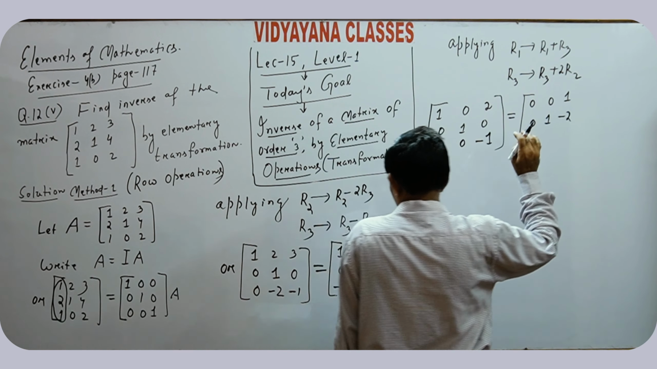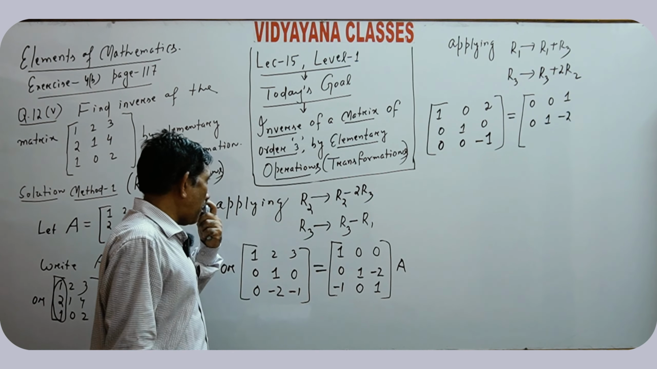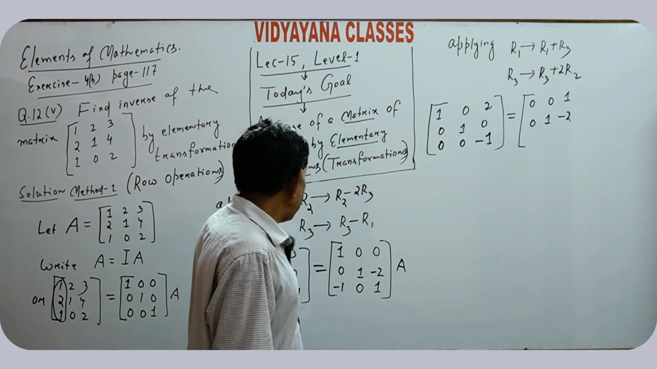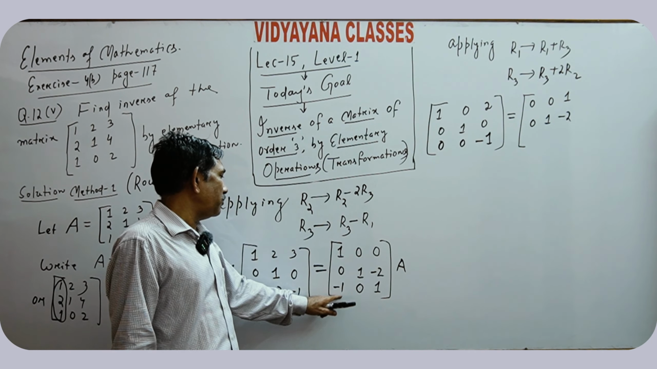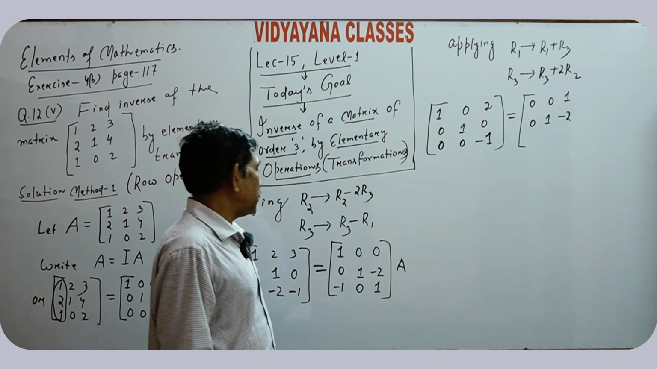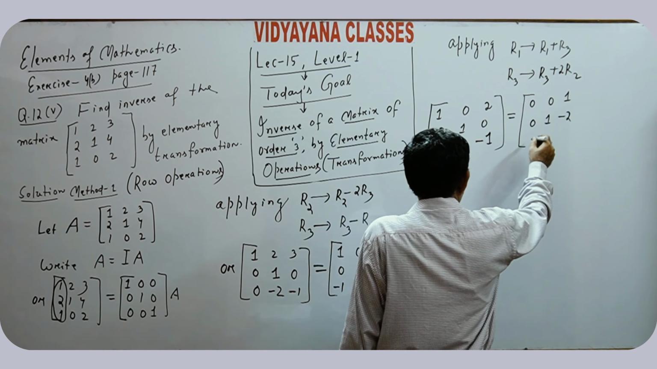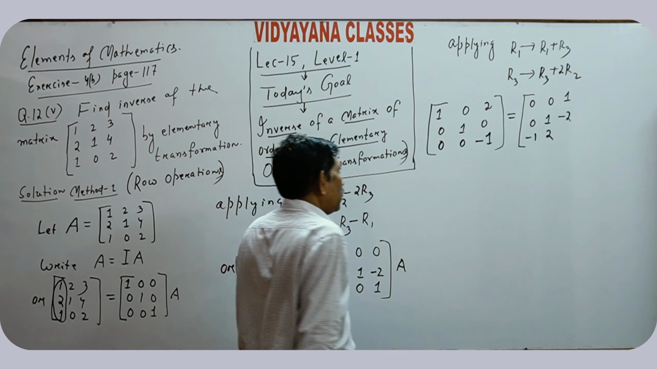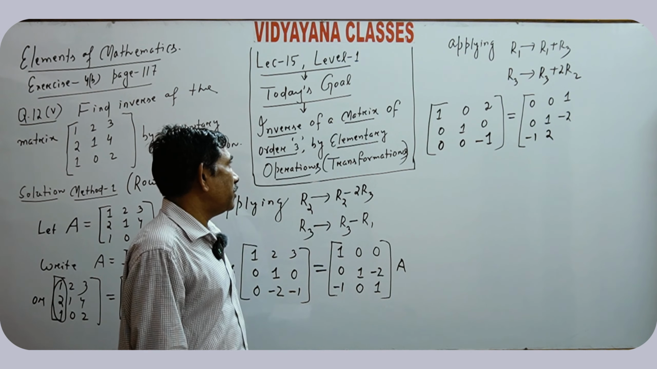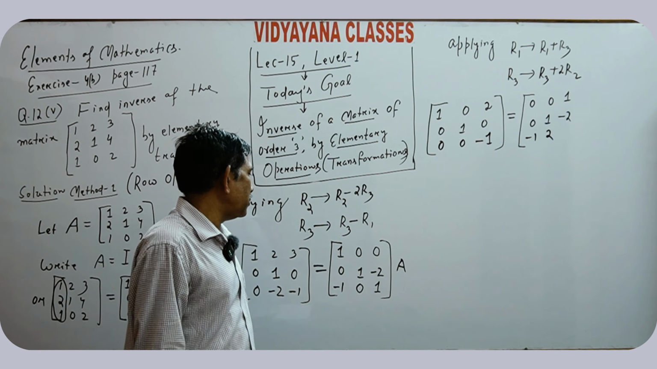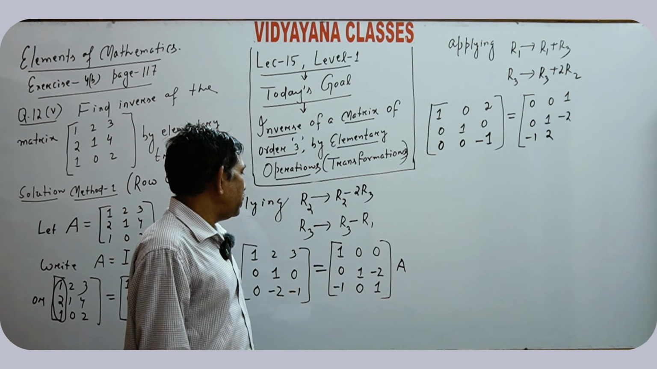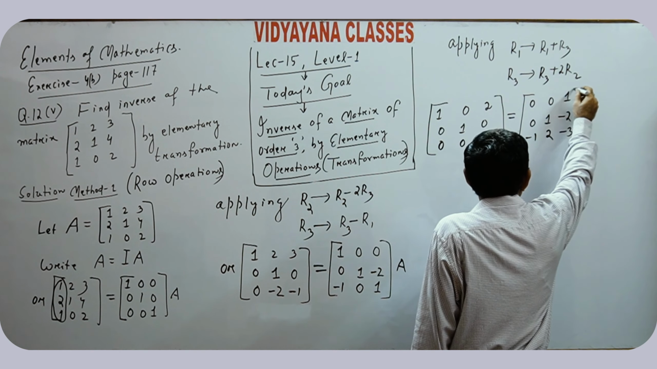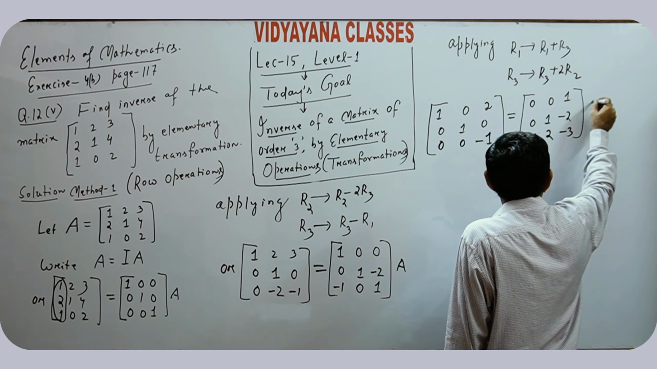Sorry, and row 3 is replaced by row 3 plus 2 times row 2. Minus 1 plus 2 times 0, that is equal to minus 1. 0 plus 2 times 1, that is equal to 2. Row 3 is replaced by row 3 plus 2 times row 2: 1 plus 2 times minus 2, that is minus 3. Into A.